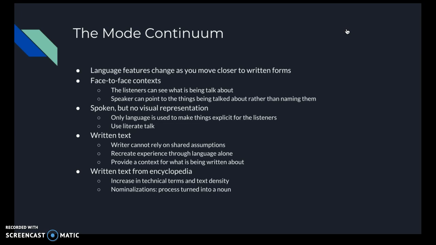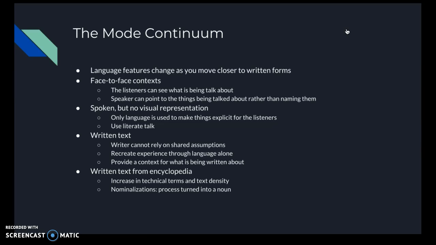In the face-to-face context, the listeners can see what the student is talking about, so the speaker can simply point to the objects or occurrences being discussed rather than having to name them. For example, in an experiment, the student was describing what was happening and used words such as this, that, and these. In the spoken but no visual representation text, students must use only language to make things explicit for the listener. They must use literate talk and name the objects they are talking about along with what happened.